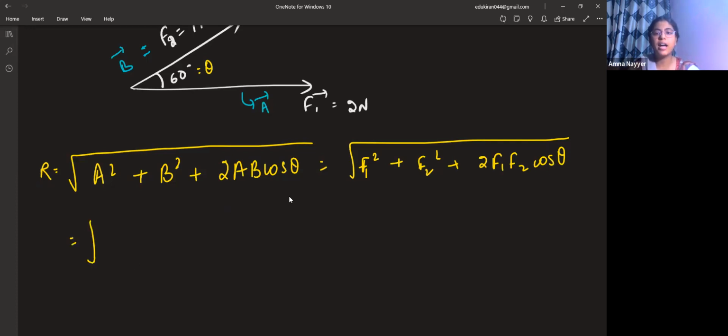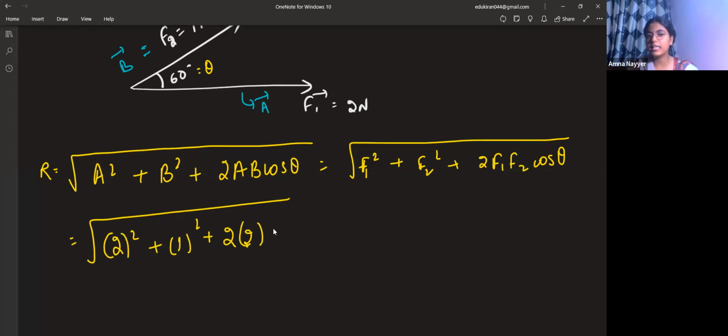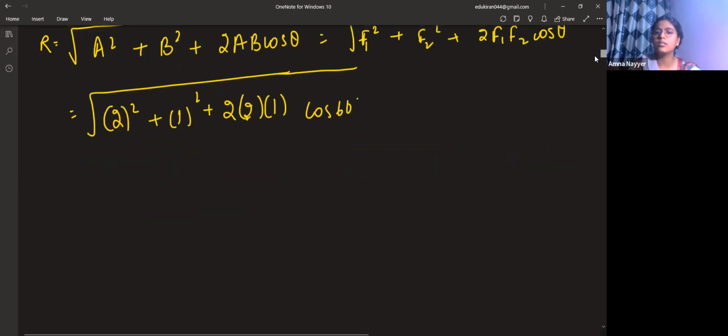Now, the value of F1 is given as 2, so F1 square becomes 2 square, plus F2 square, and F2 is given as 1, so this becomes 1 square, plus 2 into F1, which is 2, into F2, which is 1, and cos theta, which will be cos 60 degrees. Now we have substituted everything inside the formula, so there is no need of the formula anymore. Now you just have to solve this.